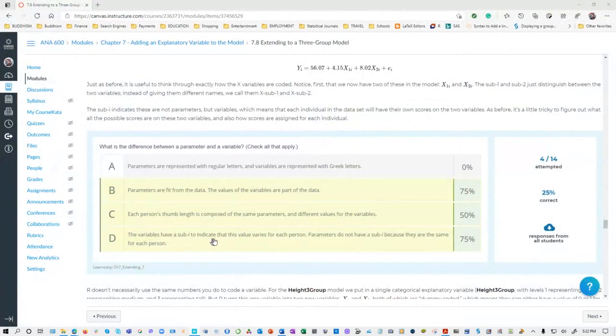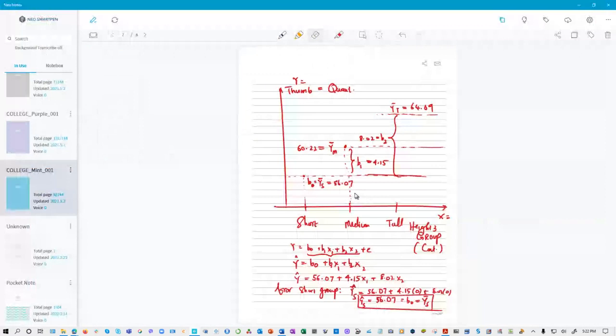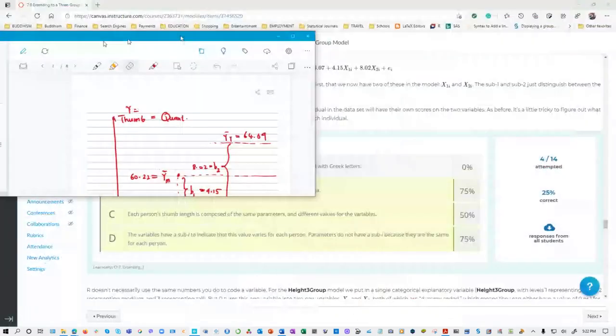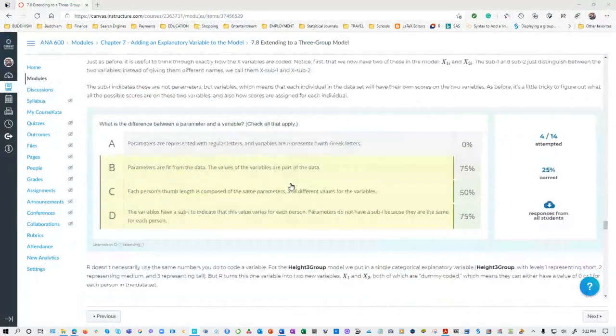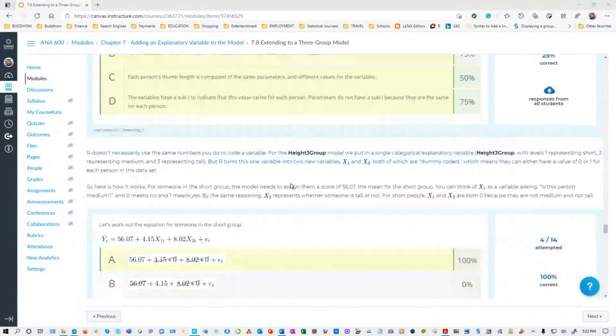The variable has a subscript i to indicate that this value varies from person to person. Parameters do not. These parameter values are fixed from person to person. That's why they put i here, and i for this one and this one, to indicate those are for individuals, so the variables are going to change from individual to individual.